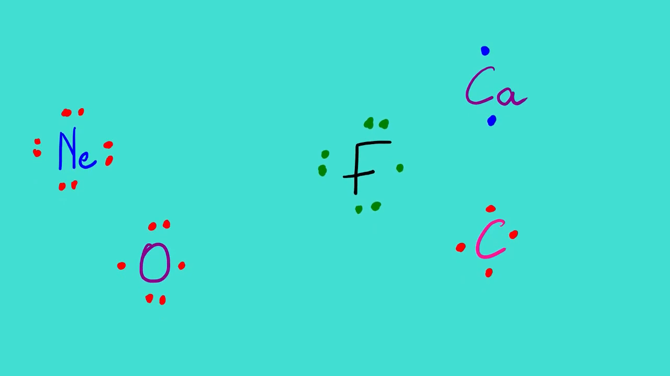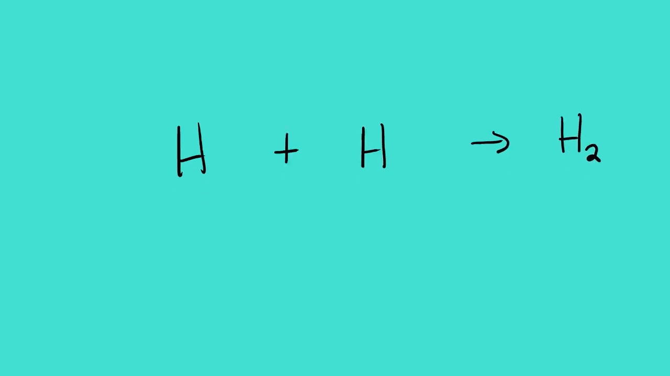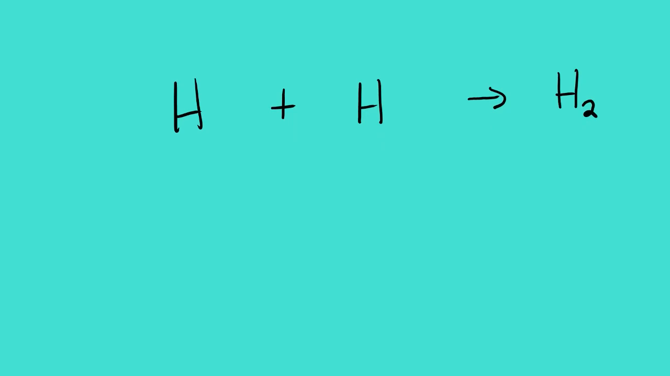Now suppose we want to draw the Lewis dot diagram for compounds. How do we actually draw the Lewis dot diagram? Suppose we have hydrogen bonding with hydrogen to form this. In terms of the Lewis dot diagram, we are going to have something like this.